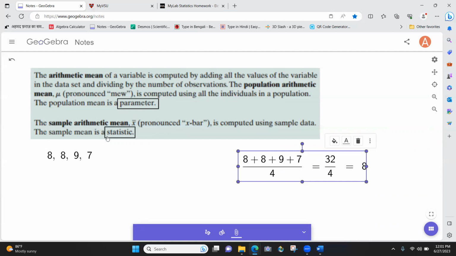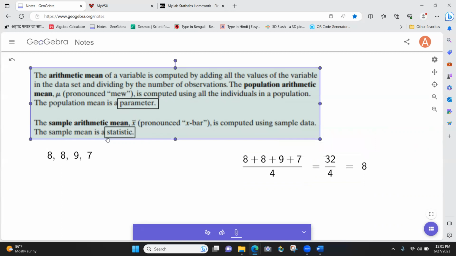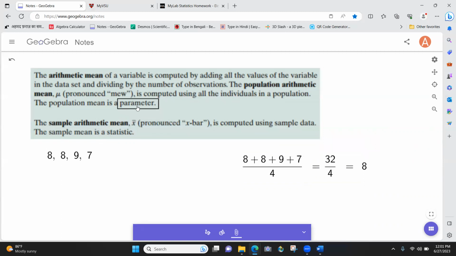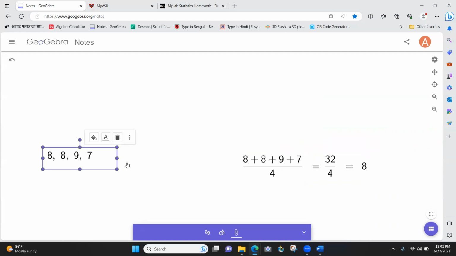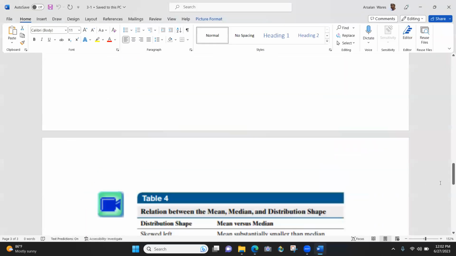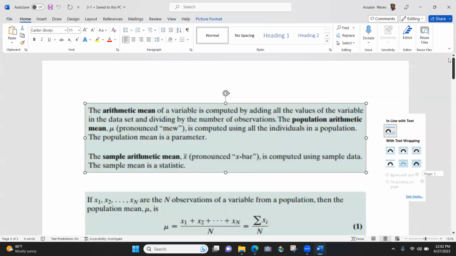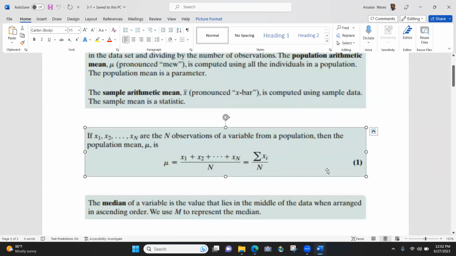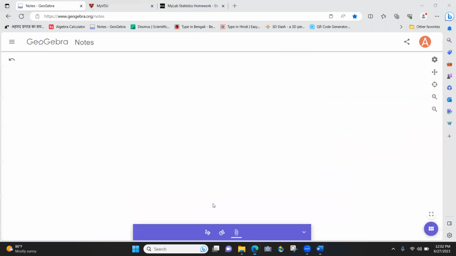Again, these are fancy words: parameter, statistic, all those things. So that's how we find the arithmetic mean. What else is going on in this section? This is, by the way, 3.1. So, okay, don't let this bother you.